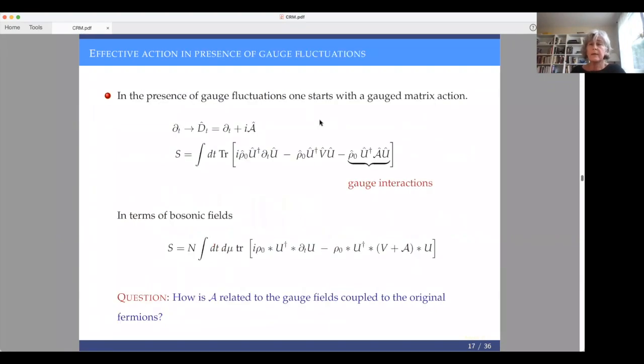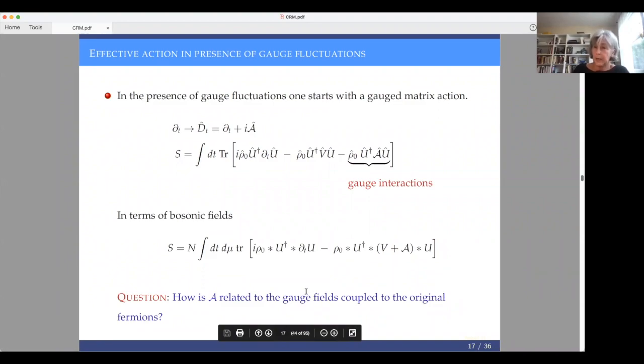Now, one can generalize this when there are gauge fluctuations present. At the level of the matrix action, what we do is replace this time derivative with a covariant derivative, where the script A is the analog of the gauge potential. So this is the matrix action involved. And as we did before, we can introduce star products and symbols to write it as a non-commutative field theory. But the question is, what is this script A? How is this script A related to the gauge fields coupled to the original fermions?